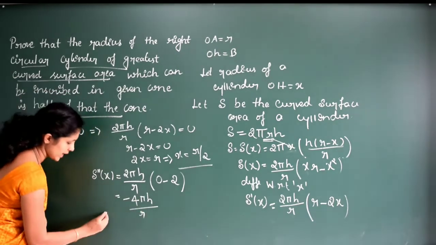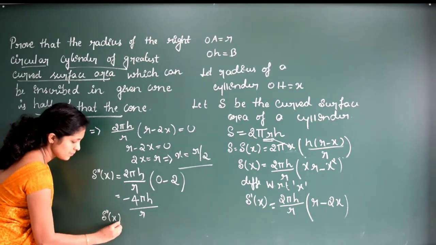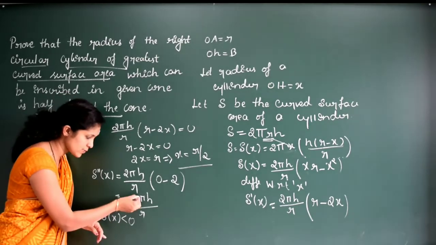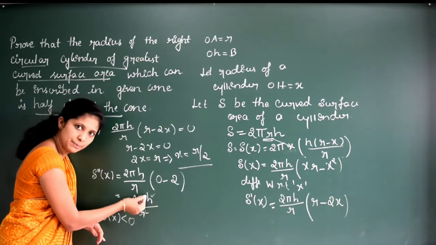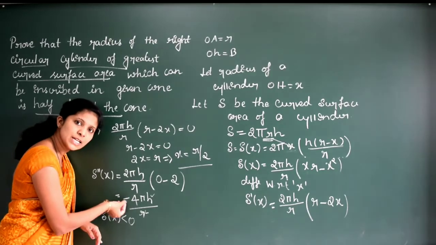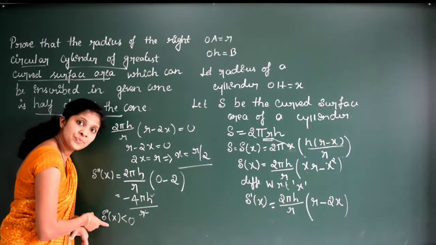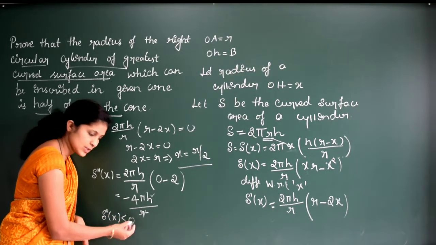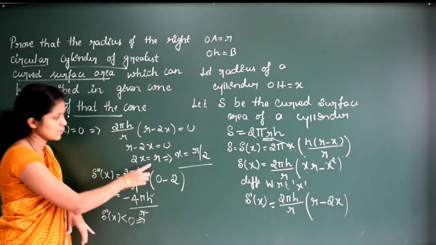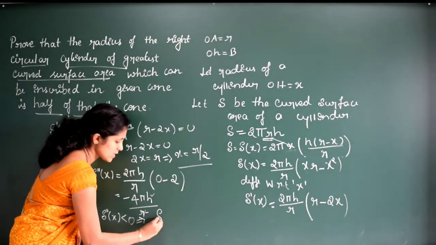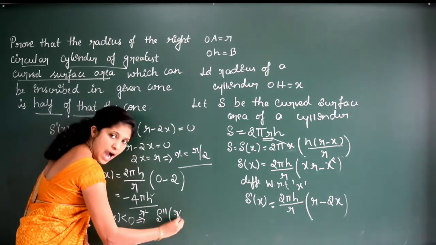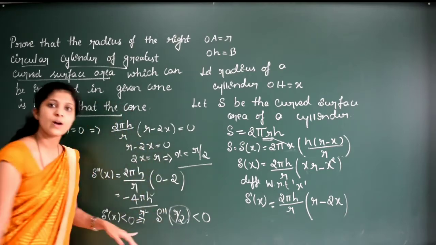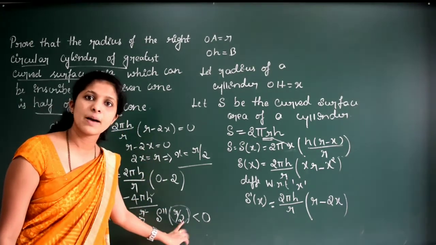Here you can observe this one, S double dash of X will be less than 0, right? S double dash of X is less than 0 because H is positive and pi is also positive, 4 is positive. It is multiplied with a negative sign. Obviously S double dash of X will be less than 0. So we can say that if you substitute the value of X as R by 2, S double dash of X at R by 2 is less than 0. So by this we can say that R by 2 is the maximum value.